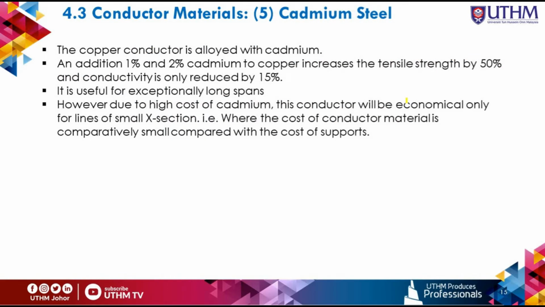And then the final one is the cadmium copper. The conductor material now being employed in certain cases is copper alloyed with cadmium. With an addition of 1% to 2% of cadmium to copper, it will increase the tensile strength by 50%, but the conductivity will be reduced by around 15%. Therefore, cadmium copper conductor can be useful for exceptionally long spans.